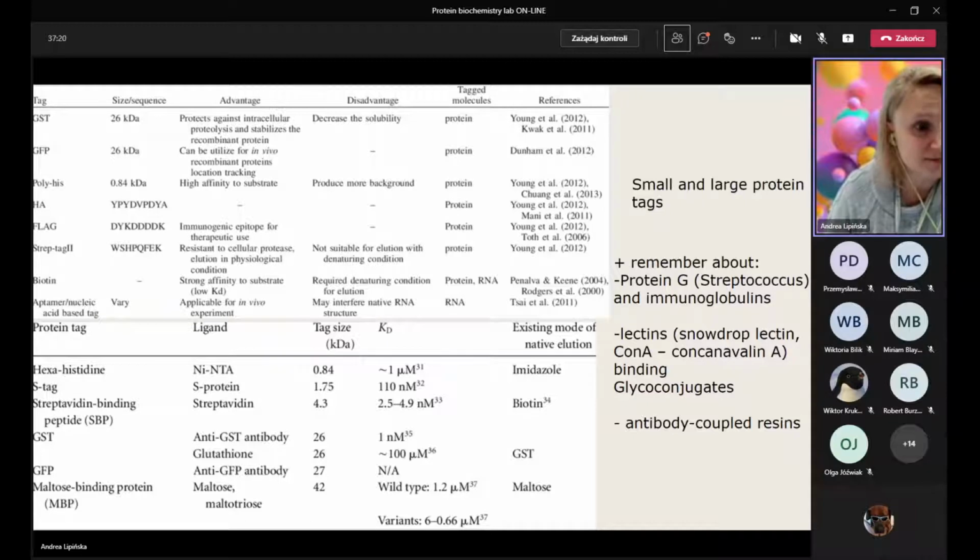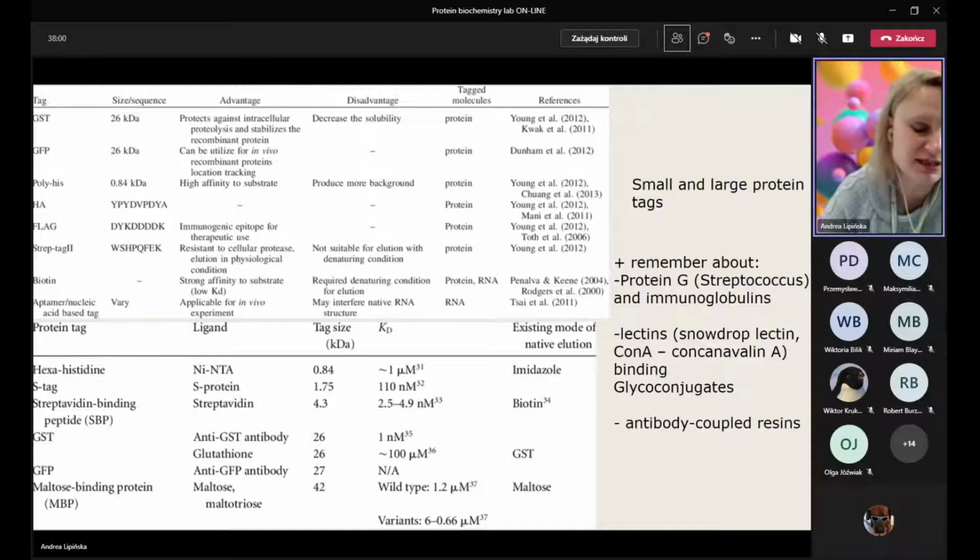There are resins also with antibodies, like anti-FLAG antibody agarose, anti-HA antibody agarose, or magnetic beads, so magnetic particles which are sometimes covered with agarose as well, but sometimes without. And they can be bound then just to the magnet and fished out using a magnet. Okay, so as regards tags, I think these are the most popular ones, which I know at least.